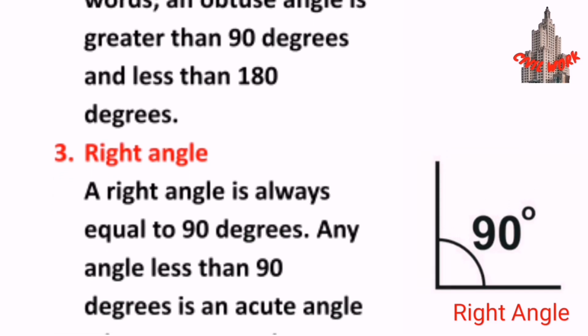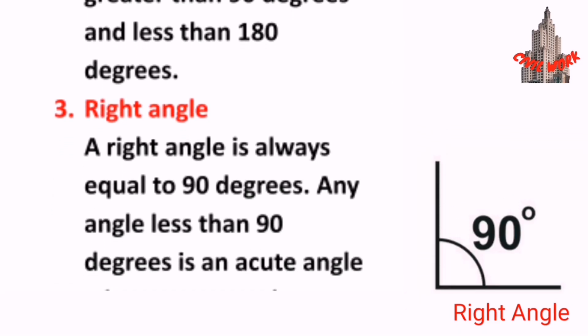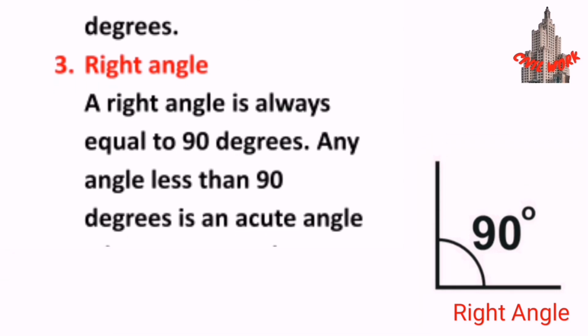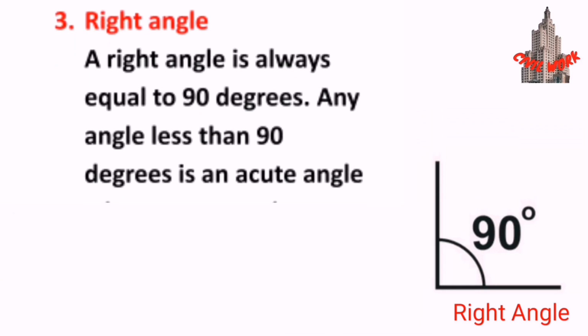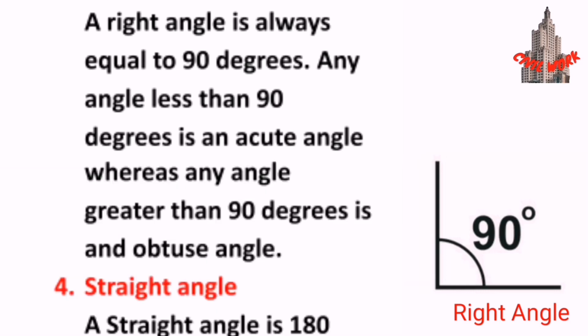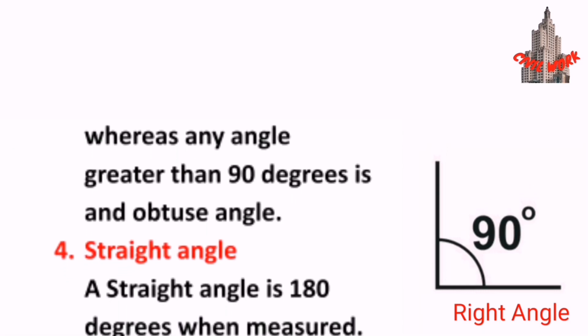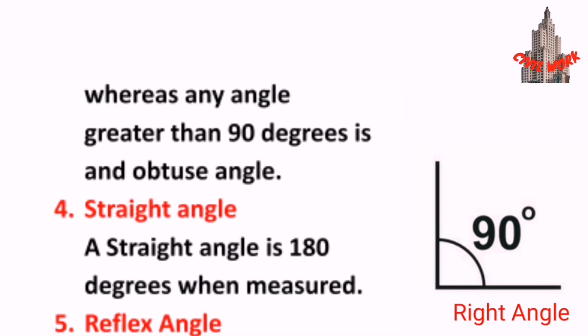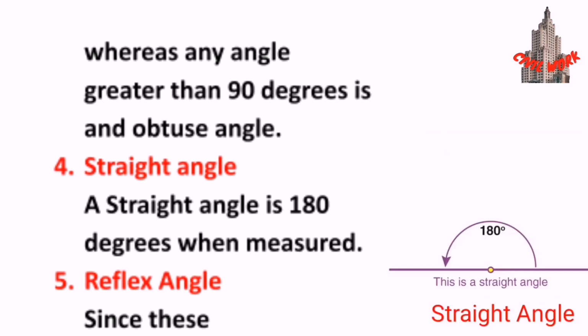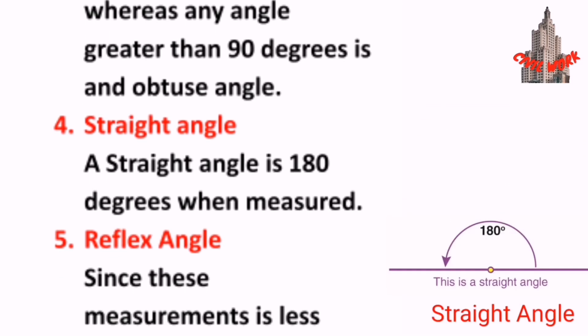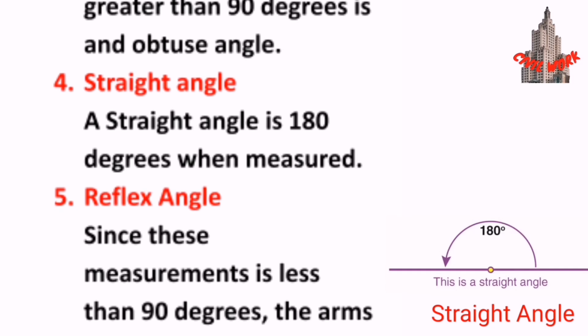3. Right angle. A right angle is always equal to 90 degrees. Any angle less than 90 degrees is an acute angle, whereas any angle greater than 90 degrees is an obtuse angle. 4. Straight angle. A straight angle is 180 degrees when measured.